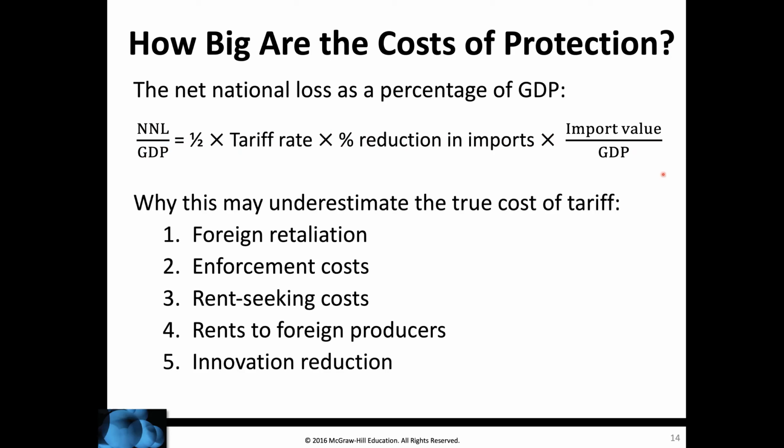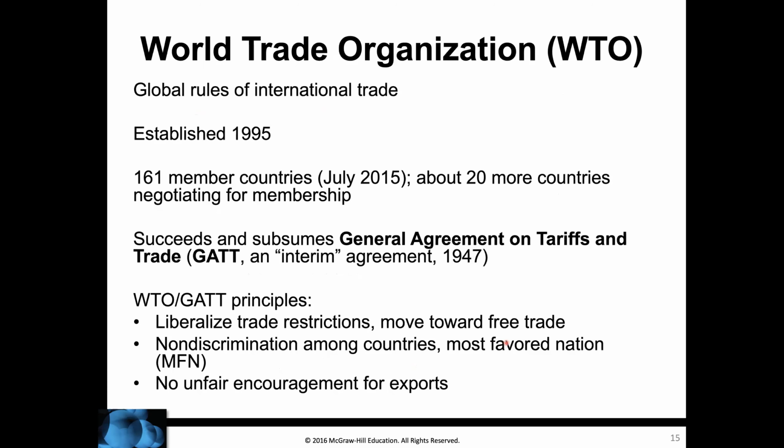So why this may underestimate the true cost of a tariff. There may be foreign retaliation as a result of a tariff. There may be enforcement costs in the domestic country, rent-seeking costs or rents to foreign producers, as well as innovation reduction. So while we can calculate an estimate of the net national loss, it's most likely underestimated because of these causes.